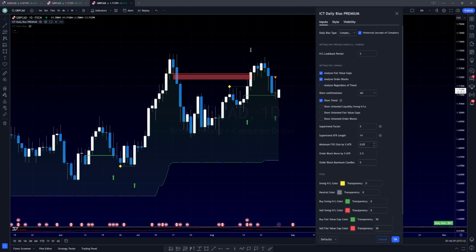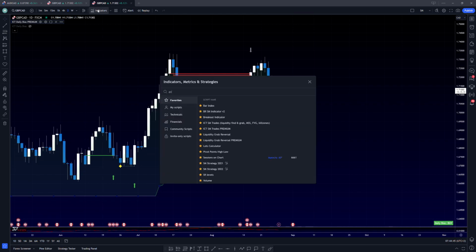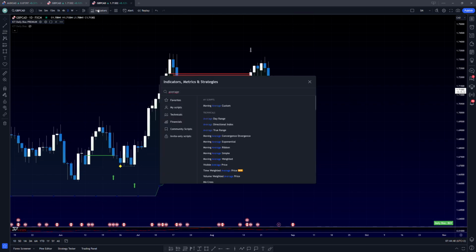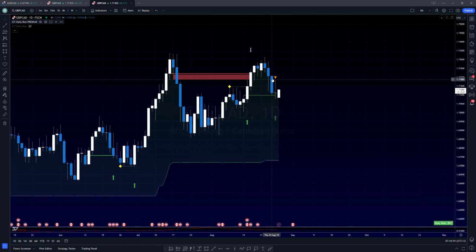Yeah, and here are some more settings. This is the minimum fair value gap size by X ATR, so this is 0.05 of ATR, which can be really small fair value gaps. ATR is this indicator, average true range. You can find it here, average true range, sorry. Yeah, this is it, average true range, and it shows you the average candle height based on the previous 14 by default. So it shows you almost in pips what the average candle height is.